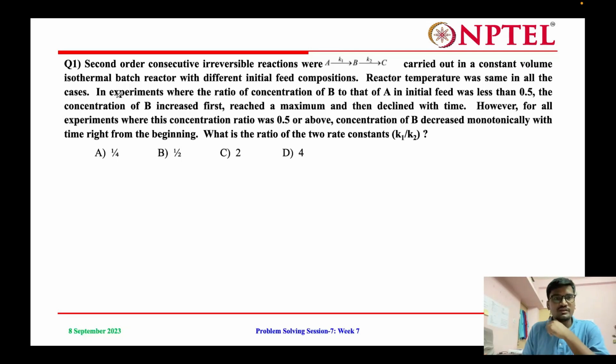Starting with the MCQ: a second order consecutive irreversible reaction, A gives B gives C, with rate constants K1 and K2, carried out in a constant volume isothermal batch reactor with different initial feed compositions. The reactor temperature was the same in all the cases. In an experiment where the ratio of concentration of B to A in the initial feed was less than 0.5, the concentration of B increased first, reached a maximum and then declined with time.